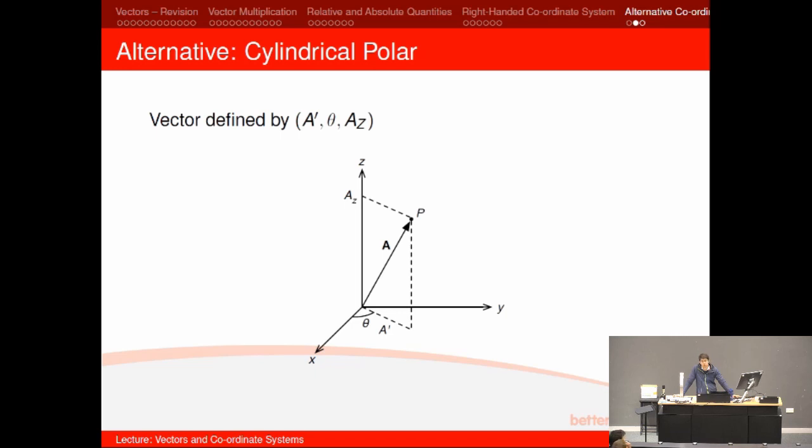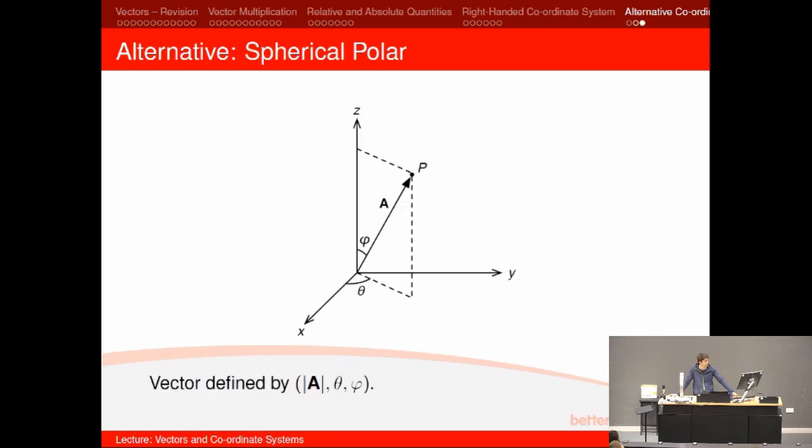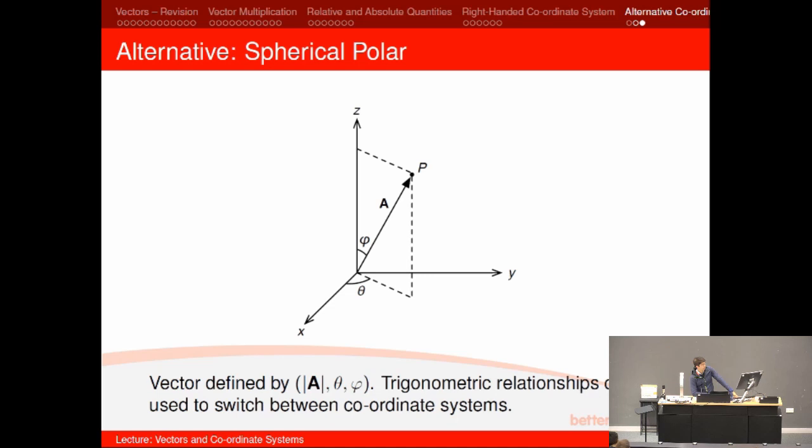You can convert from one coordinate system to another. You can see by just looking at that picture, you still have your x, y, and z axes. So by just doing that, you can easily take this back to the x, y, and z components just by using trigonometry. Then lastly, spherical polar coordinates, and again it's notated like there at the bottom, where you get the magnitude of the vector A, and you get the two angles, theta and phi. Trigonometric relationships can be used to switch between those coordinate systems.